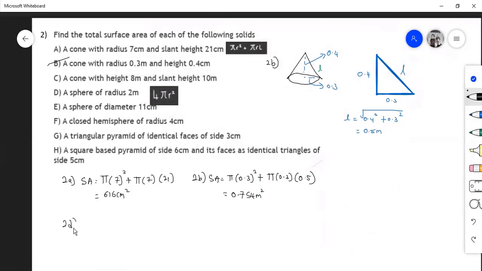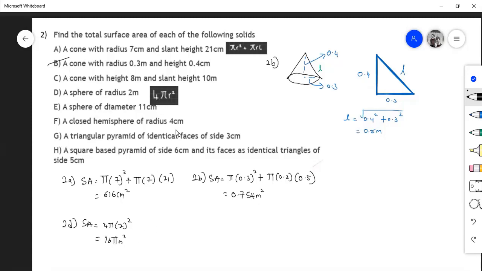For question 2D, because the formula is such, I'm going to write the surface area is 4 pi, our radius is 2 square. You can leave your answer in pi if you want. If I was you, I would leave it in pi. It's much easier for me. Okay, 16 pi meter square, or you can press the pi as well.